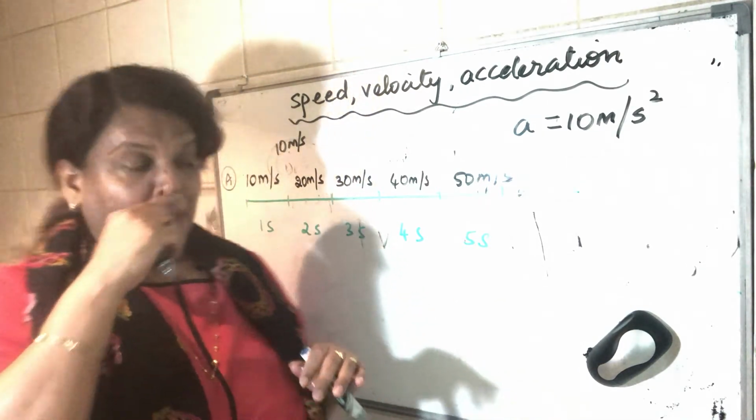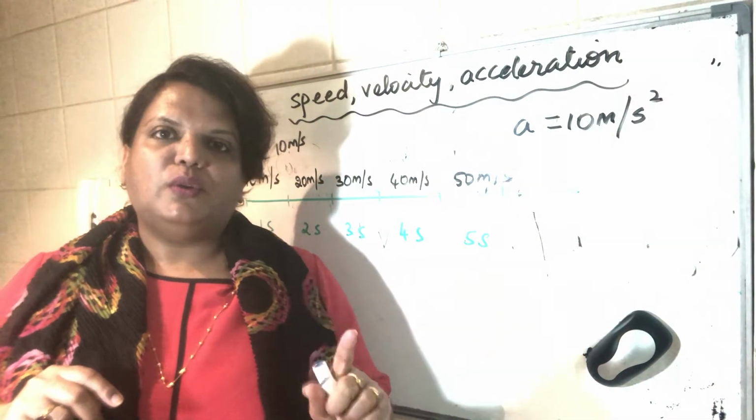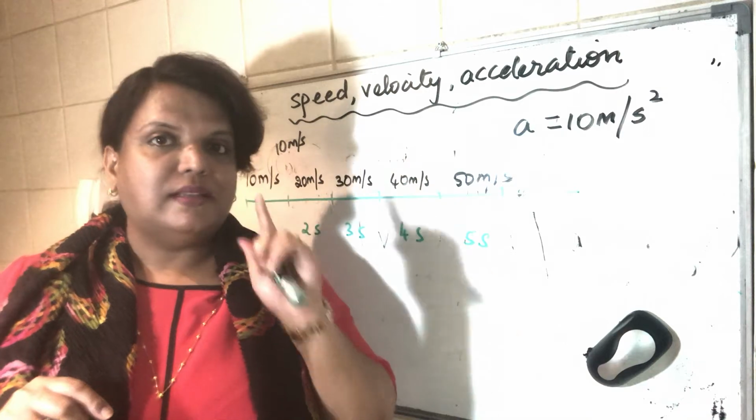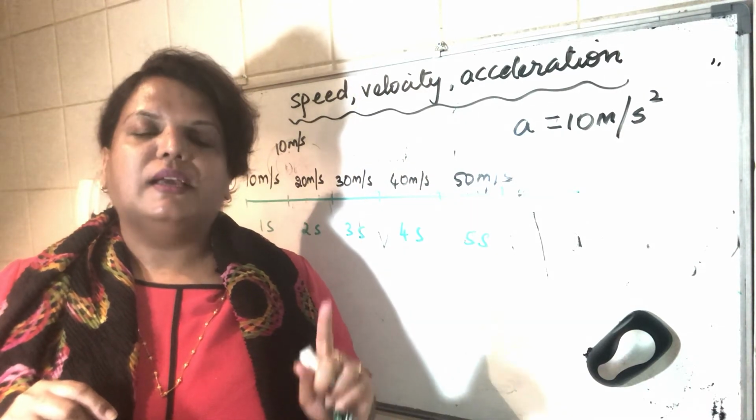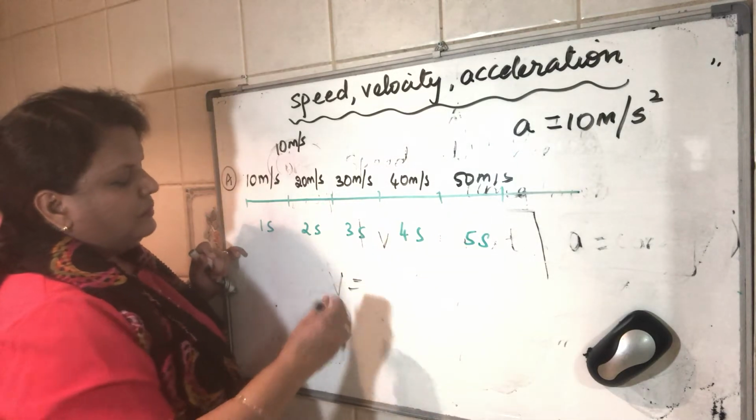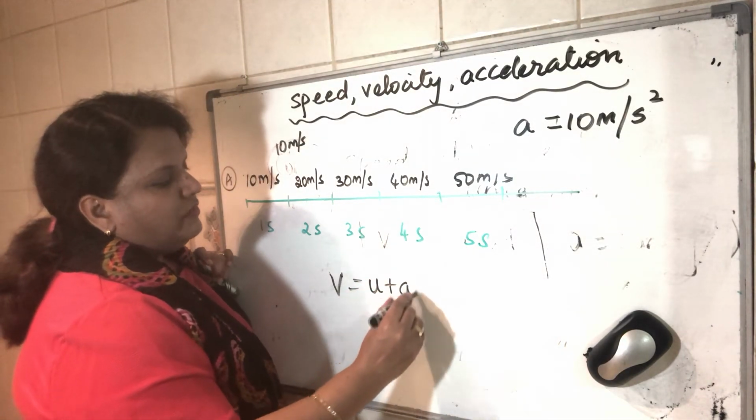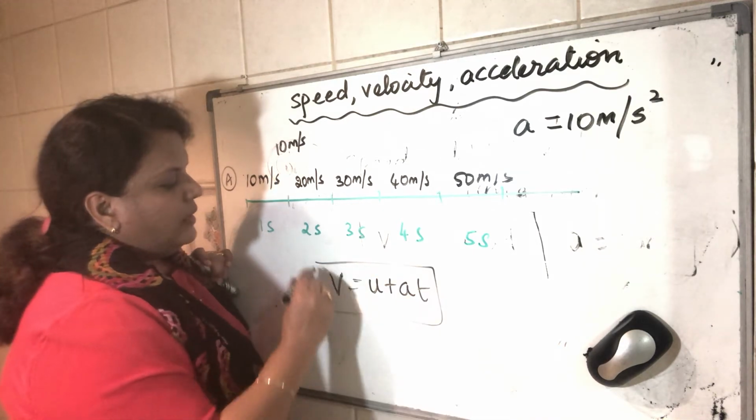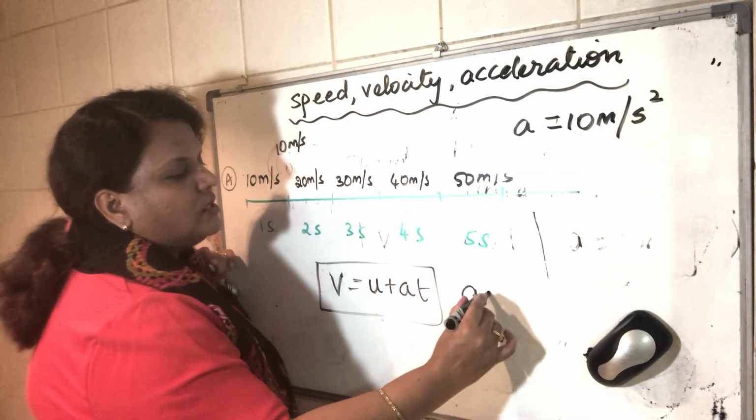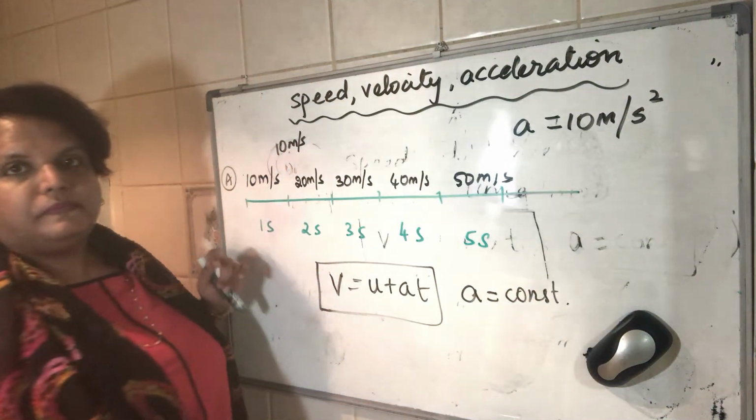All right. Now, the first formula, as I told you, speed is equal to distance over time, you will be using only when speed is constant. Okay, speed is constant. The second formula, which I told you, v equals u plus at, you will be using when acceleration is constant. That is the condition.